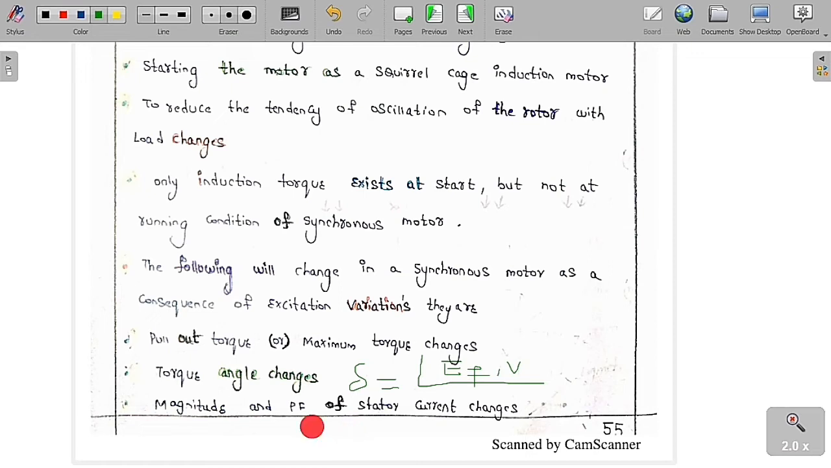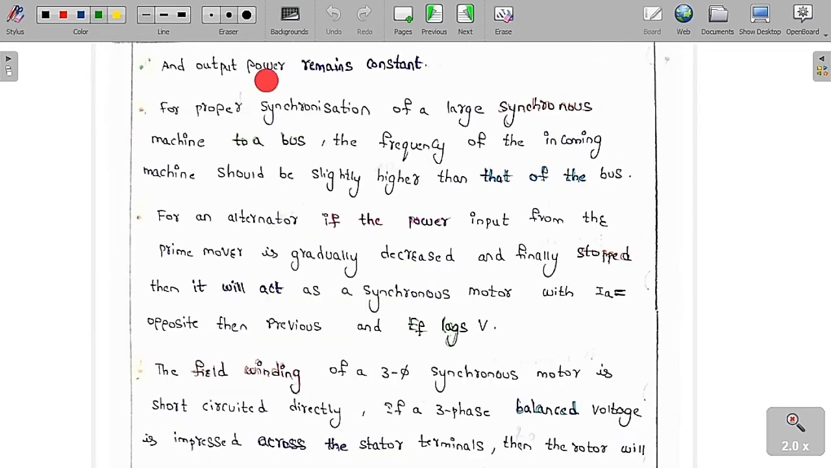It is also going to change. Power factor means the phase angle theta between V and IA, and the stator current means the armature current. All these things are going to change, and the output power remains constant.